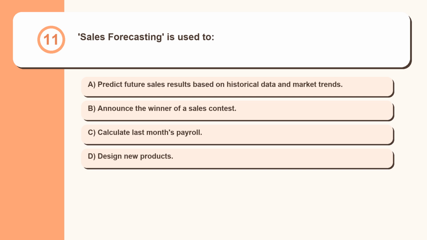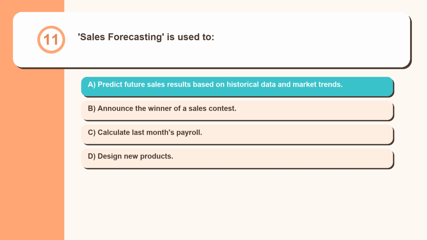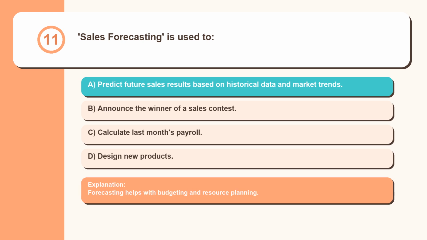Question 11. Sales forecasting is used to predict future sales results based on historical data and market trends, announce the winner of a sales contest, calculate last month's payroll, design new products. Forecasting helps with budgeting and resource planning.